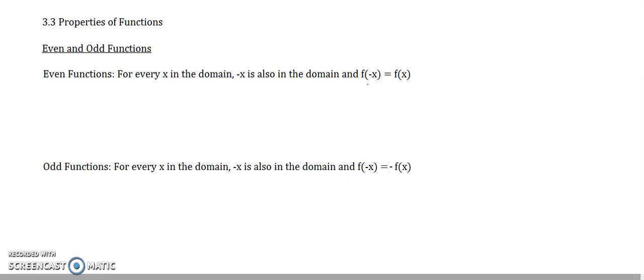All right, in this video we're starting 3.3, which is talking more about functions. We're going to start with the idea of even and odd functions. So we've got the book definition here for an even function. And it says that for every x in the domain, negative x is also in the domain.